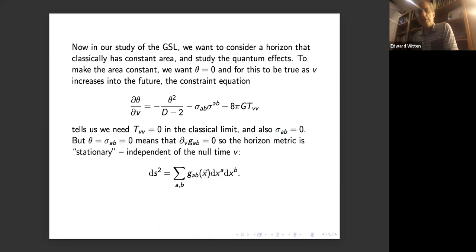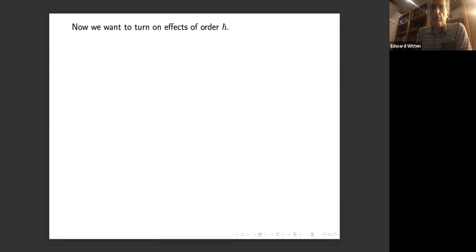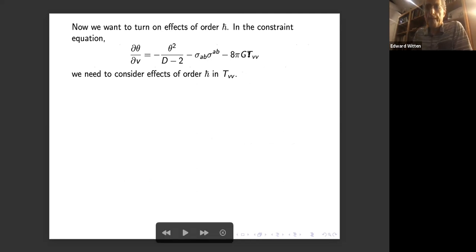But theta and sigma ab being 0 tells us that the horizon metric is independent of v. So the case where the generalized second law is interesting is what's called a stationary horizon. The horizon in the classical limit is independent of the null time v. And therefore, the horizon metric just looks like this. Now we want to turn on effects of order h bar. So in the constraint equation, we need to consider effects of order h bar in tvv. So we're in a situation where tvv was 0 classically, but quantum mechanically it's of order h bar.